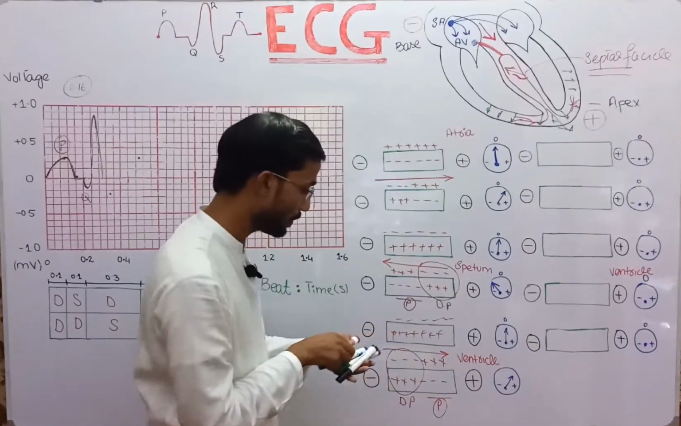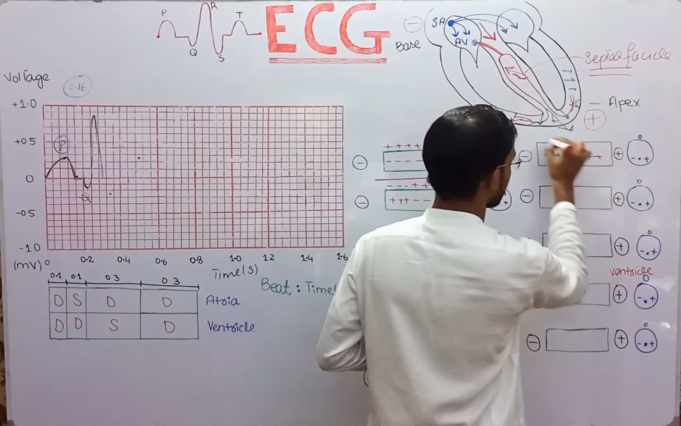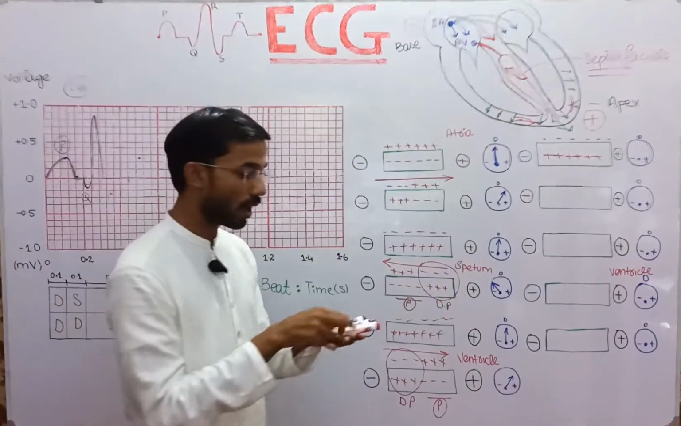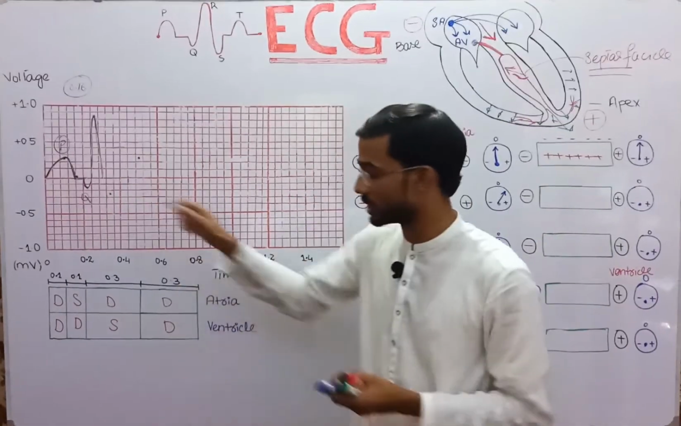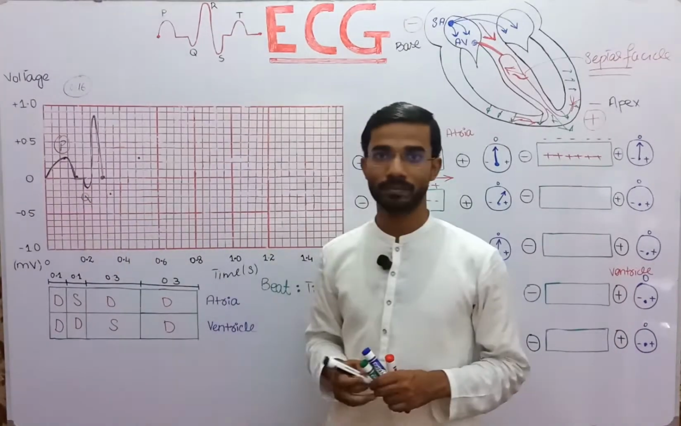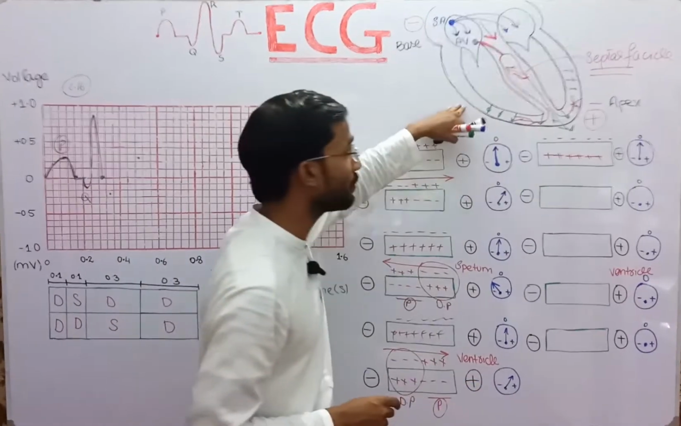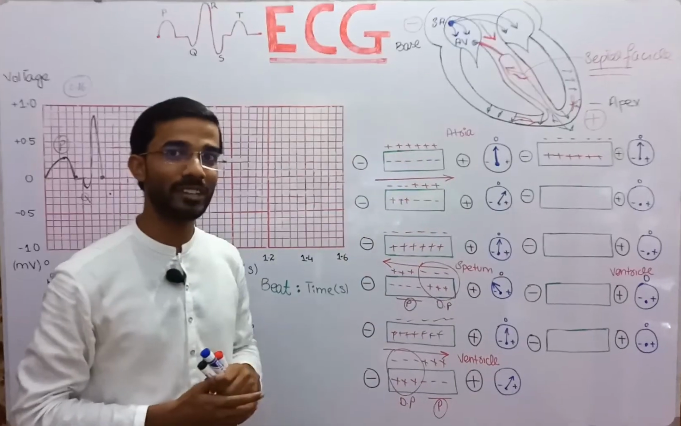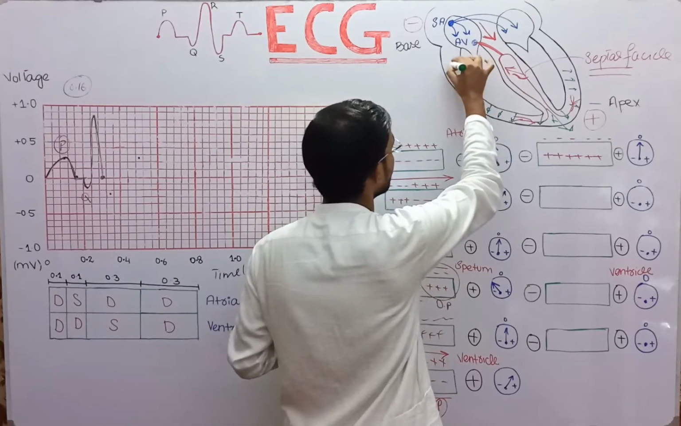Here you can see that they are depolarizing, and in that situation all the voltage will be zero. Here you can see this, again moving towards zero voltage. And after that, when the apex portion of the ventricle becomes depolarized, what about the upper part of the ventricle? Yes, the upper part will also become depolarized.